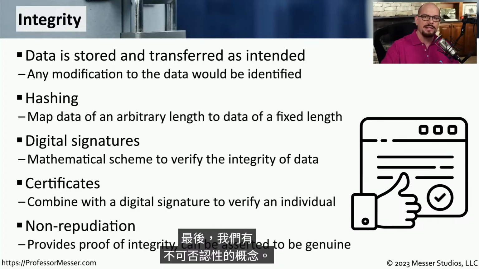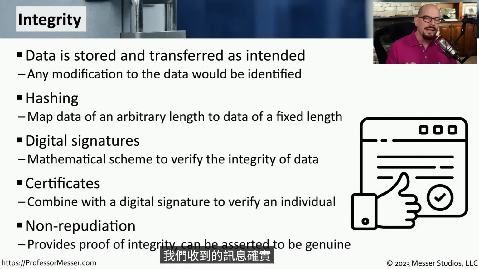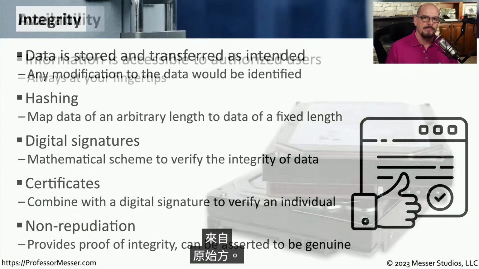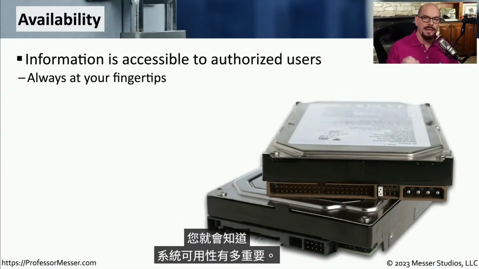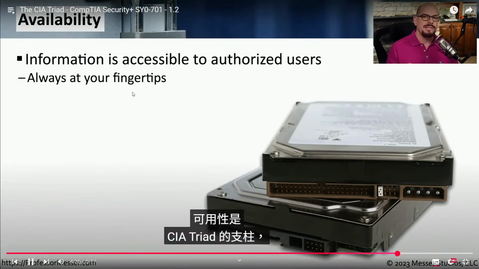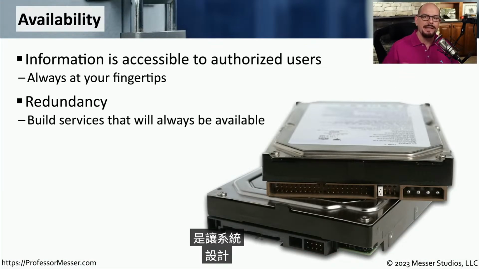And lastly, we have the concept of non-repudiation. This means that we have proof of integrity, and we can confirm without a doubt that the information that we've received really did come from the originating party. If you've done any work in information technology, you know how important it is for your systems to be available. Availability is that leg of the CIA triad that ensures that people have access to the data that they'd like to view.